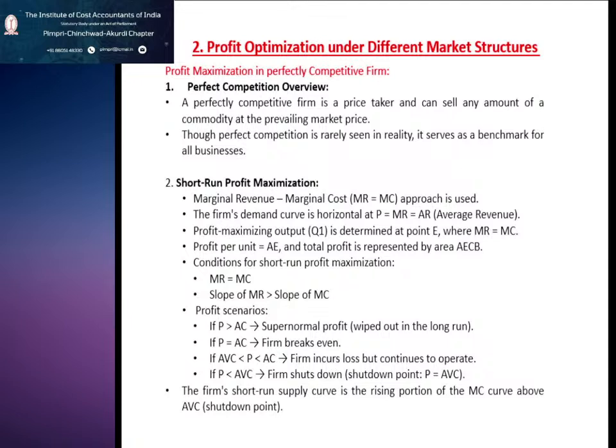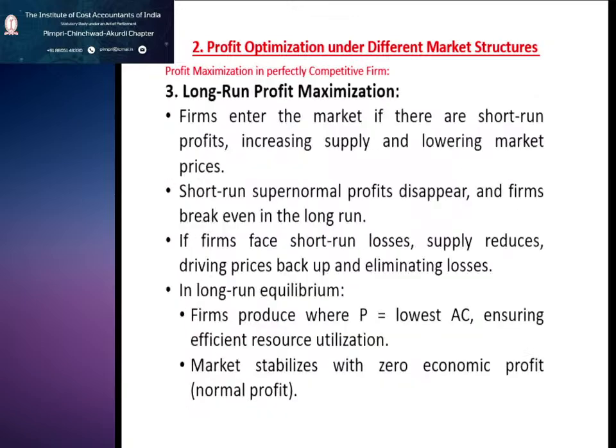And if P is less than average variable cost, then the firm shuts down. So the shutdown point is P equal to average variable cost. The firm's short run supply curve is the rising portion of the marginal cost curve above average variable cost. So that's the shutdown point. So this is the short run profit maximization. Now we are understanding profit maximization in a perfectly competitive firm.